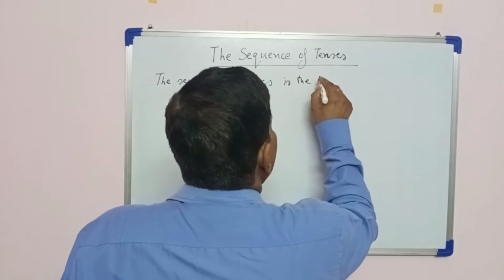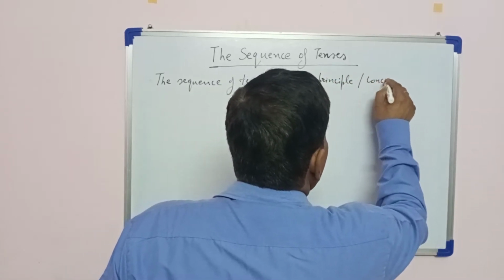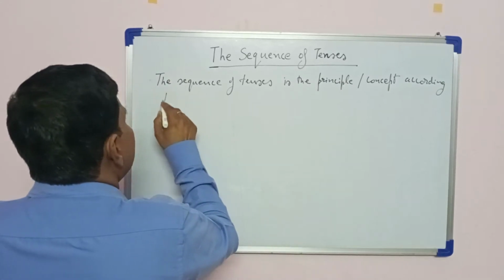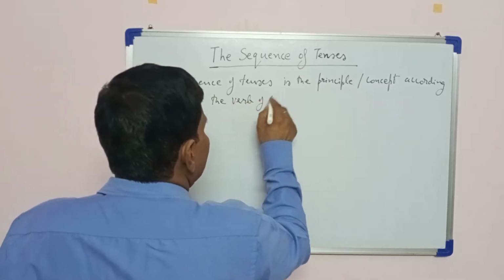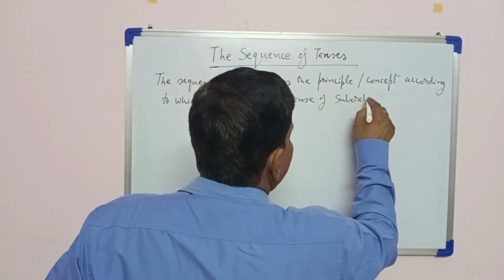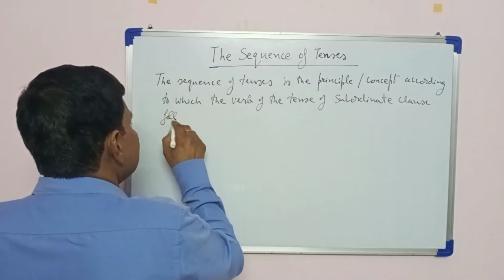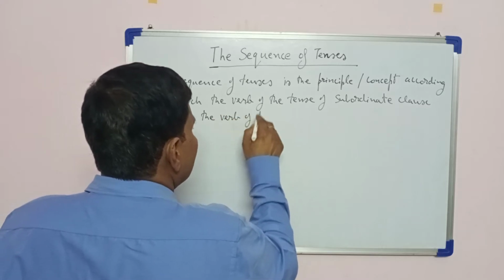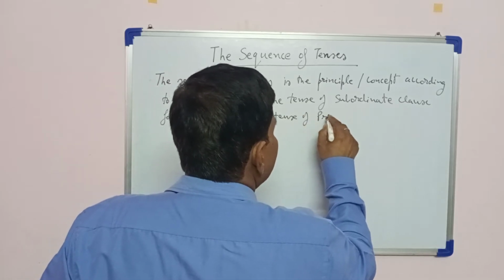The sequence of tenses is the principle or the concept according to which the verb of the tense of the subordinate clause follows the verb of the tense of the principal clause.